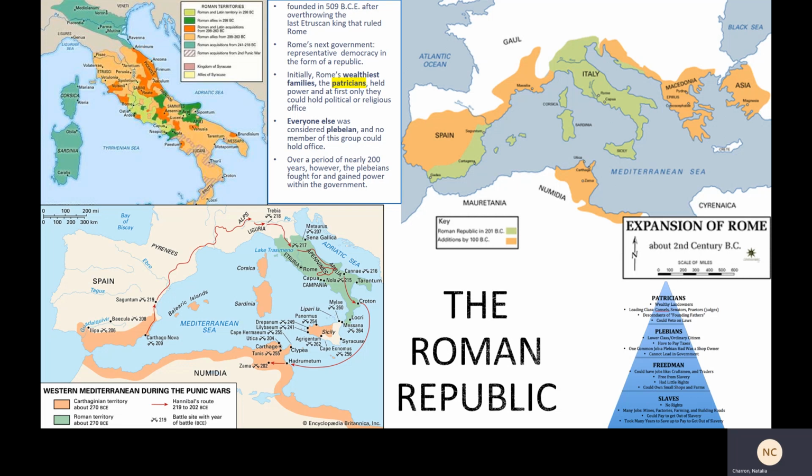At first, only Rome's wealthiest families, the patricians, held power. And at first, they were the only ones who could hold political or religious office. These were not only wealthy landowners, but wealthy landowners who could trace their descent to being one of the original families who founded Rome.